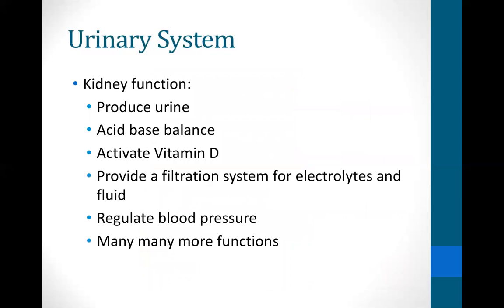Kidneys have many functions besides just producing urine. The kidneys are also involved in pH balance or acid-base balance of the body. So just like the lungs, they can help with pH balance. They also convert vitamin D into its active form, and they produce hormones. One of the hormones is called erythropoietin, which can create red blood cells. The kidneys can produce glucose from certain amino acids. The kidneys can regulate blood pressure, and they have many, many more functions.